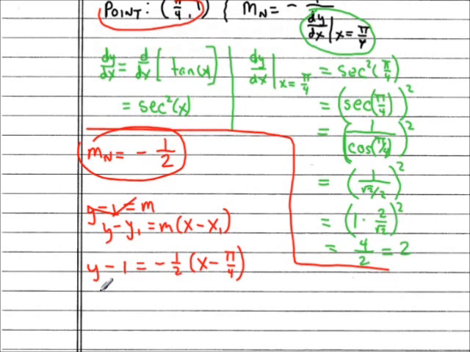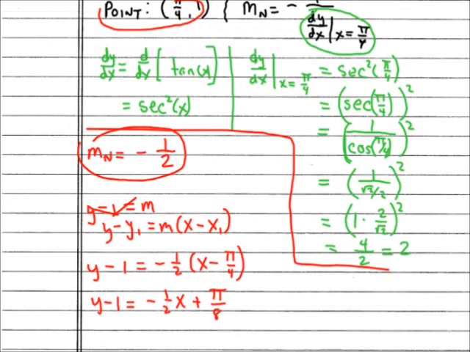And we begin simplifying here, and we see that on the right side we can write that as negative 1/2 x plus, because negative times negative is positive, 1/2 times pi over 4. Well, 1 times pi is pi, and 2 times 4 is 8, so we get pi over 8.